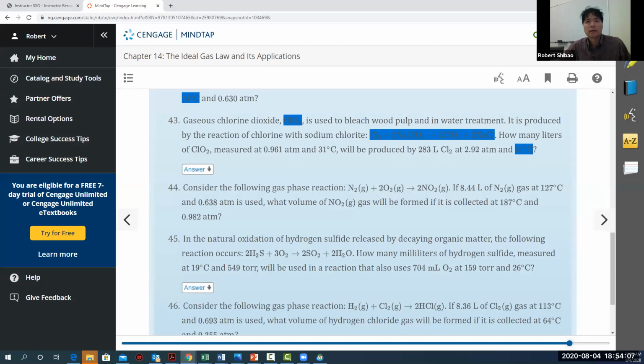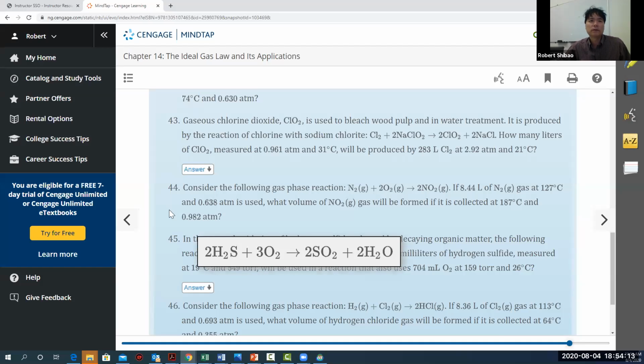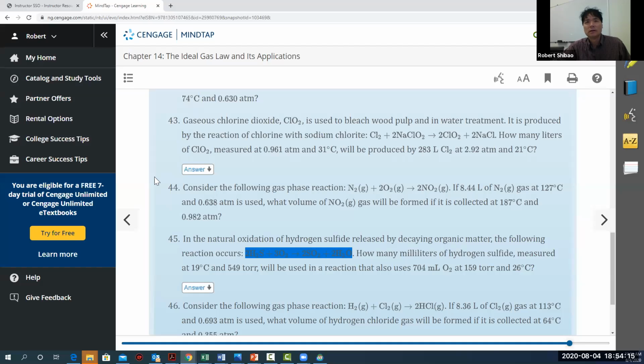Why is that? Because of the oxidation state of chlorine. Chlorine's oxidation state here is +4. And so it bleaches wood pulp, probably for paper, and in water treatment. In water treatment, you can oxidize the bacteria and whatever else. It is produced by the reaction of chlorine with sodium chlorite.